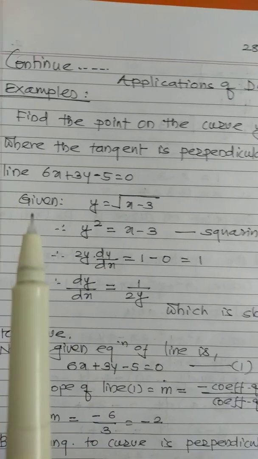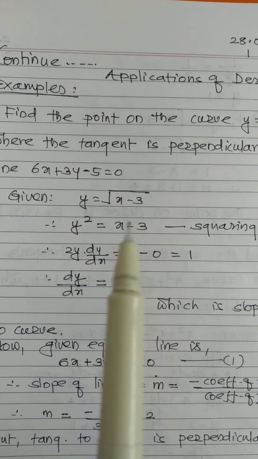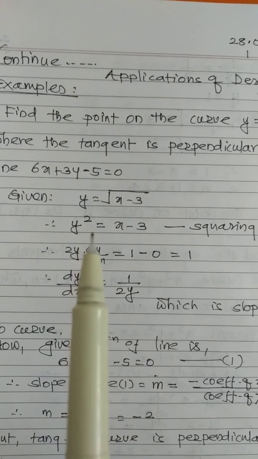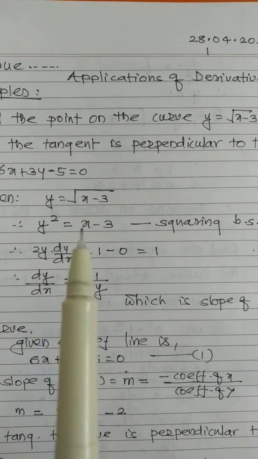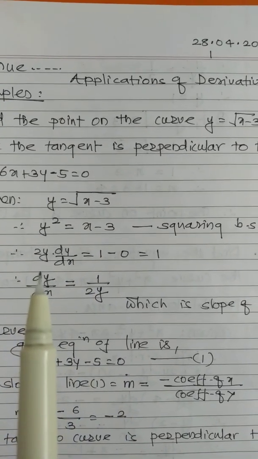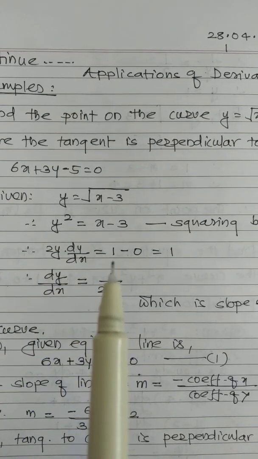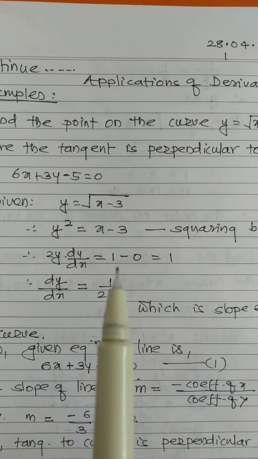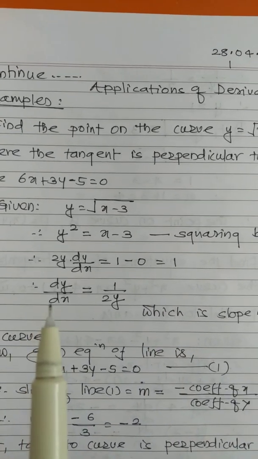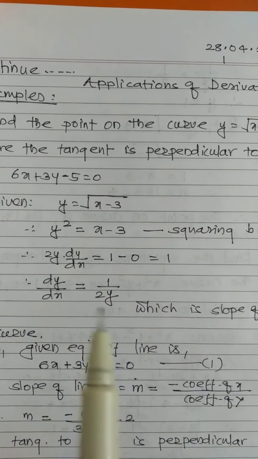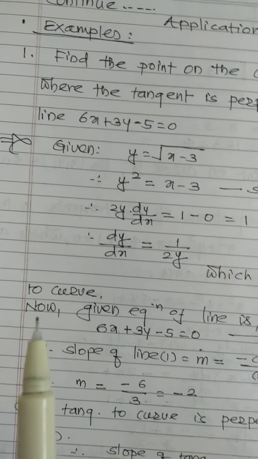First of all, given the equation of the curve, y equals square root of x minus 3, we have to differentiate with respect to x. For that, we square both sides: y square equals x minus 3. Now differentiate with respect to x. The derivative of y square is 2y into dy by dx, equals the derivative of x, which is 1, and the derivative of the constant 3 is 0. So dy by dx equals 1 upon 2y, after transferring 2y to the right hand side, which is the slope of the tangent to the curve.